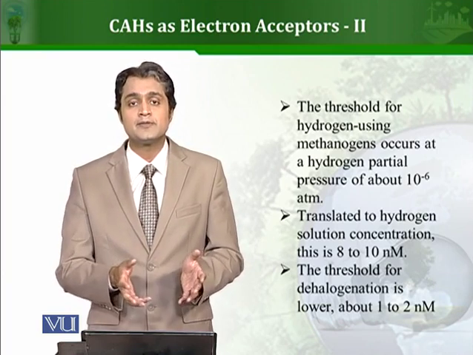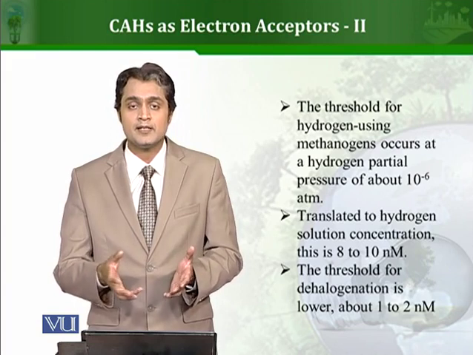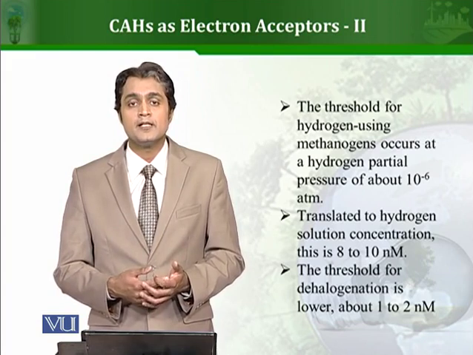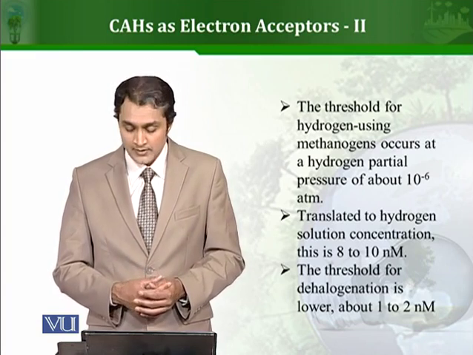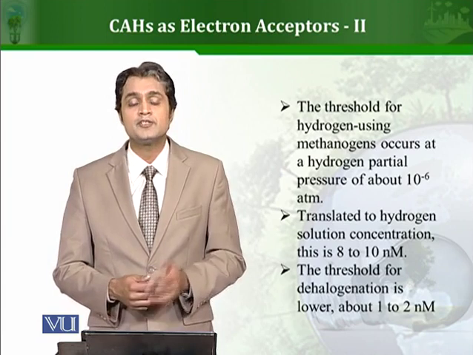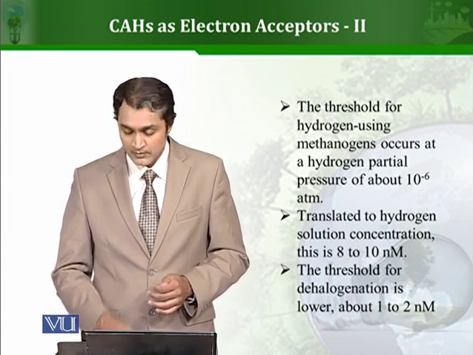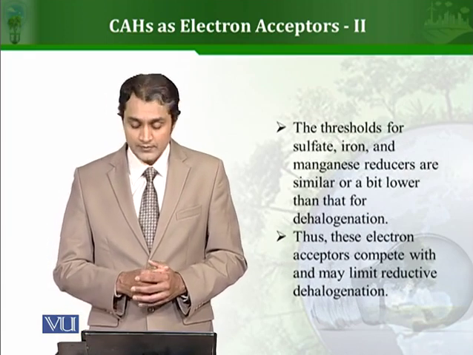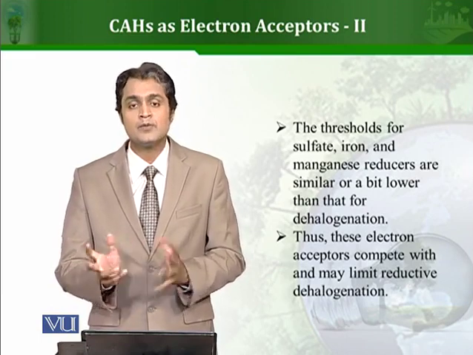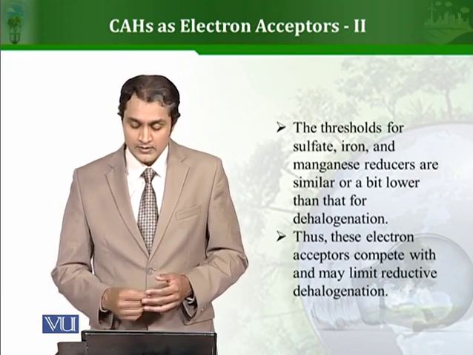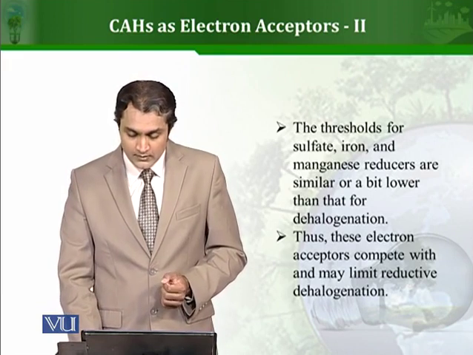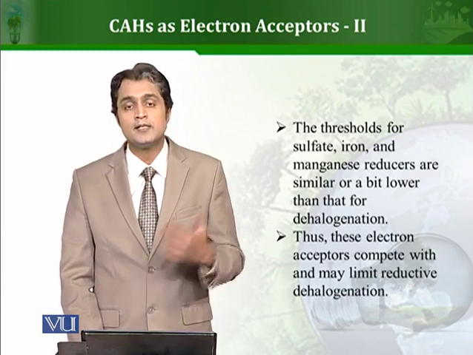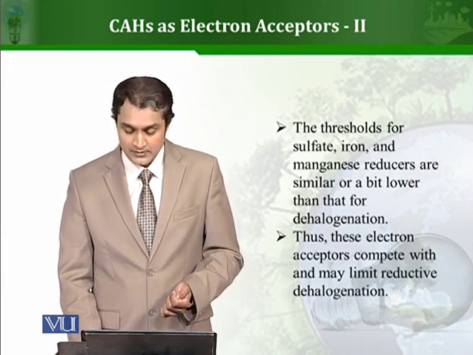However, the other microorganisms present in the same environment at the same site, which can cause dehalogenation of the compounds, also need hydrogen as electron donor. They need a much lower concentration of hydrogen, about 1 to 2 nanomoles only. The thresholds for sulfur reducers, iron and manganese reducers are almost similar, but a bit lower than that of dehalogenation. Therefore, these electron acceptors compete with each other, and they can therefore limit the reductive dehalogenation.